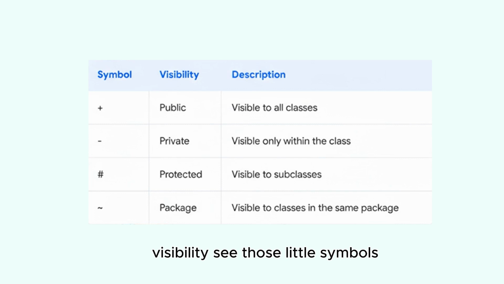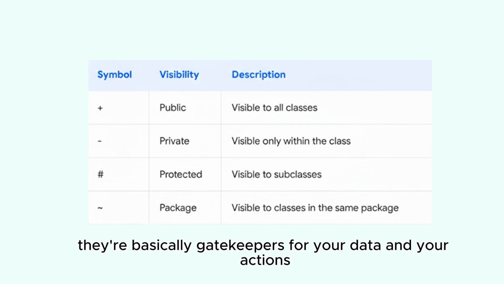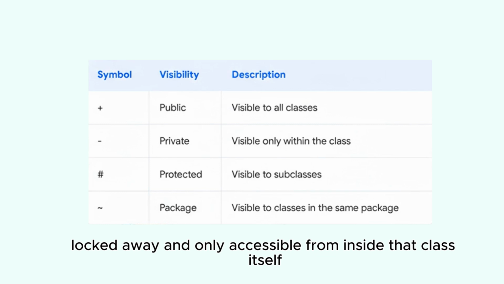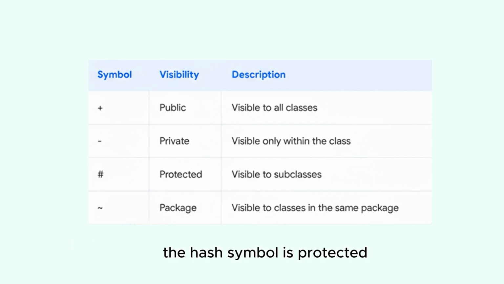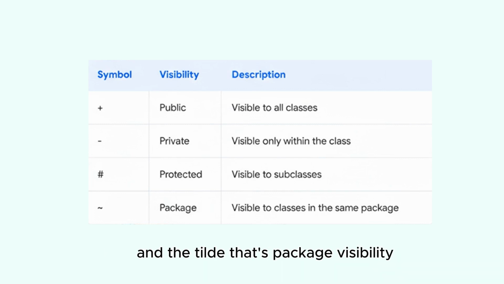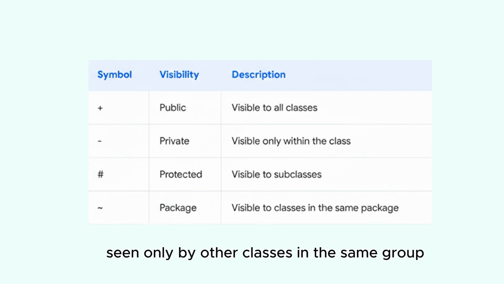See those little symbols? They're basically gatekeepers for your data and your actions. A plus sign means it's public, so it's visible to everyone. A minus sign means it's private, locked away and only accessible from inside that class itself. The hash symbol is protected, which means it's visible to its family, the class, and any of its children or subclasses. And the tilde? That's package visibility, seen only by other classes in the same group.